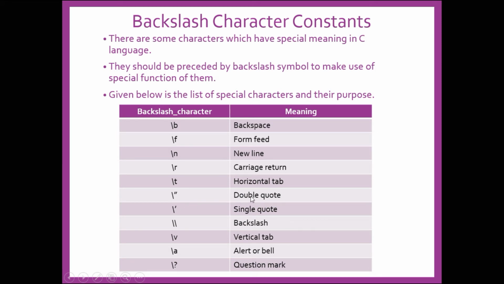If you want to use the double quote, you can use double quote with the backslash. If you want to use single quote, it will be used with the backslash single quote. For using backslash 2 times we can use a double backslash. For creating vertical tab, \v is the character constant. For creating bell or audible alert, you can use \a. For creating question mark, you can use backslash question mark.